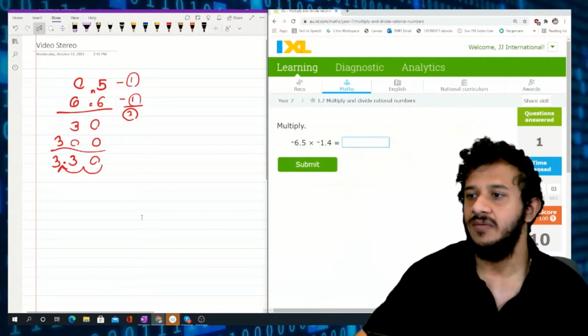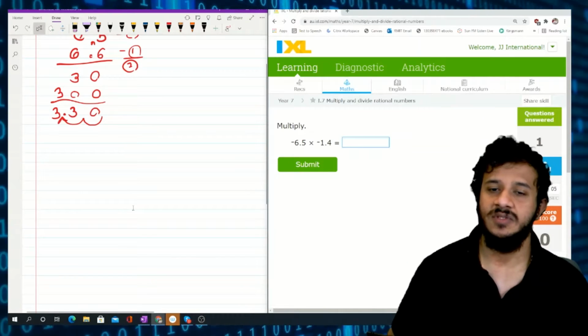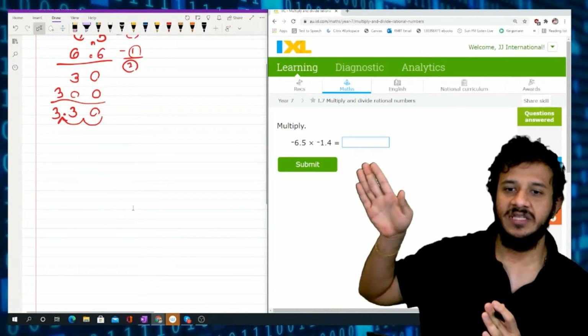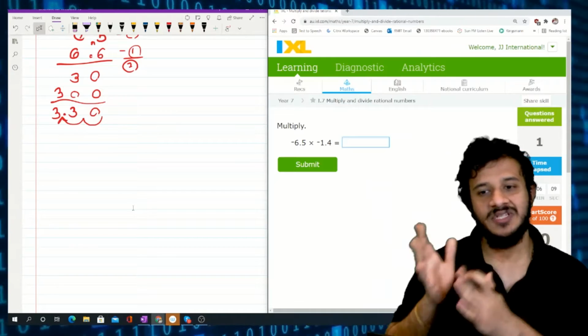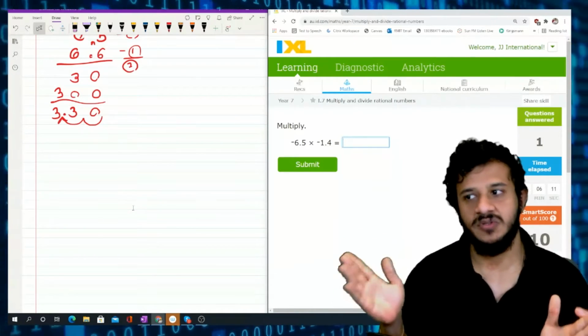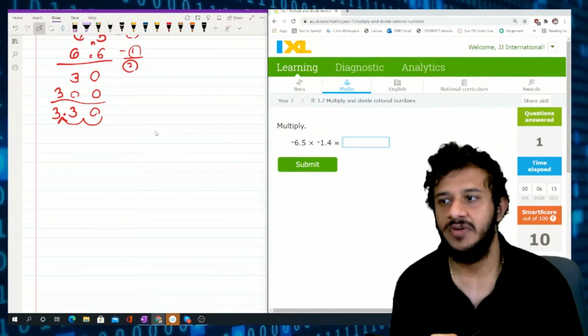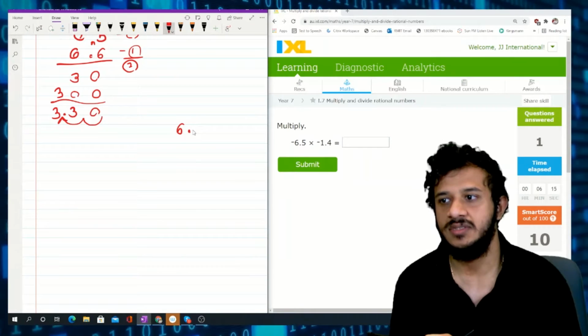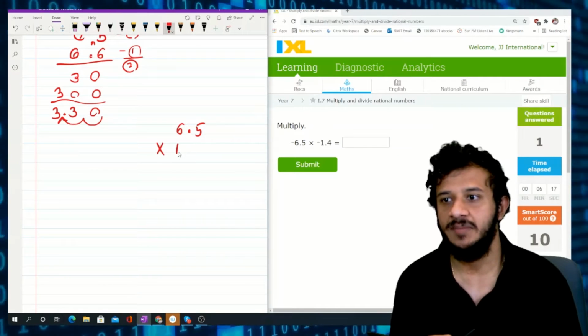And then we are getting a negative. So pretty much this is a negative multiplied by a negative. Negative times a negative is obviously a positive, so we don't have to worry about that. Now what we have to do is pretty much 6.5 multiplied by 1.4.